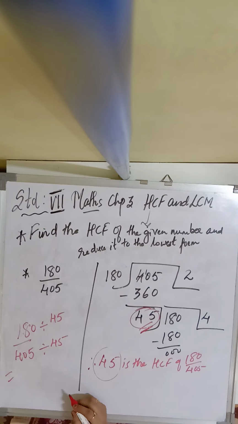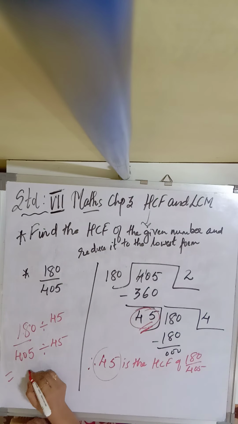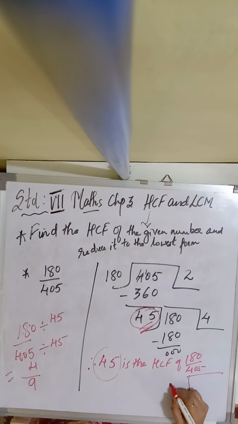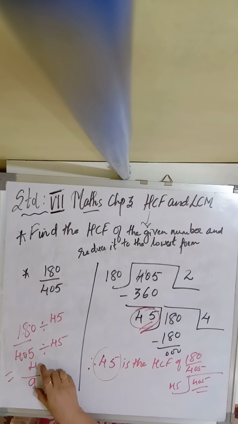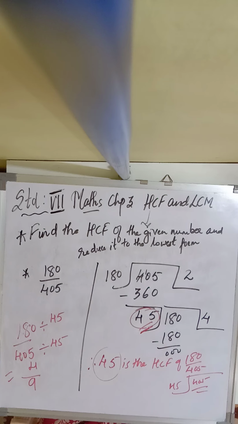So 180 divided by 45, you can see here, will be 4. And 405 divided by 45, you will get 9. You can divide by the long method also, 45 into 405, then you will get 9. So now 4 upon 9 is the simplest form, children. 4 upon 9 is the simplest form of this fraction, clear, children? So you can copy this one example.